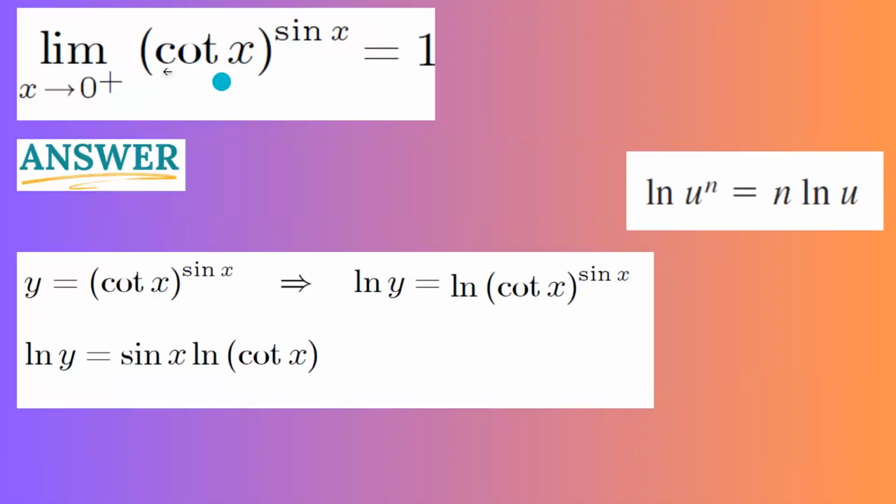First of all, if you have these types of functions, like cotangent raised to power sine, or any other function of this form, it's better to take the ln of both sides. ln of y is equal to ln of cotangent to power sine x. Using the property of ln, when you have ln of u to the n, it is n times ln of u. So basically, you can take this sine and write it in front of ln. So we have ln of y equals sine x times ln of cotangent of x.